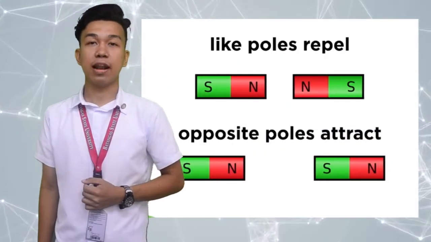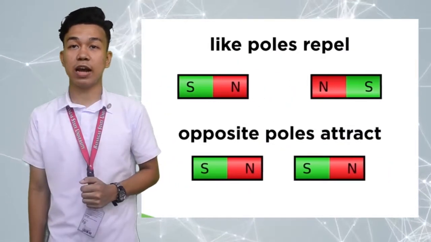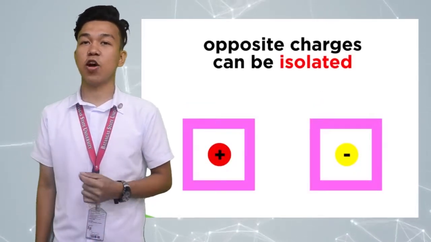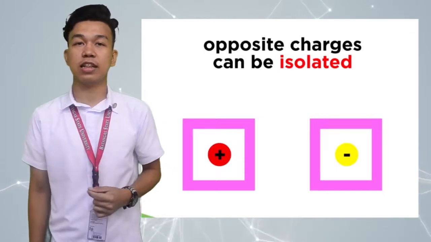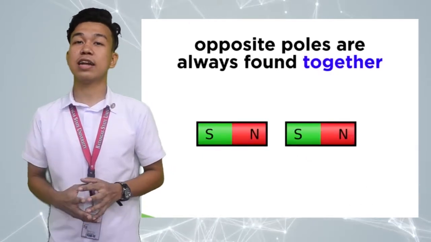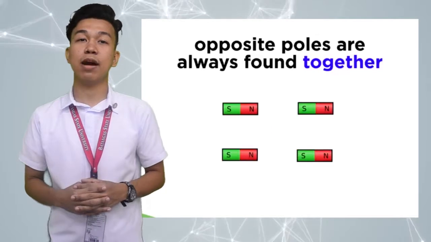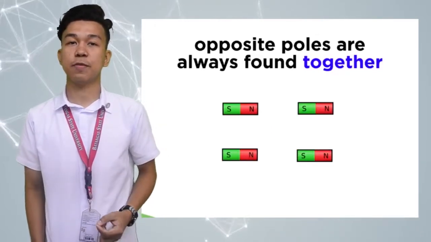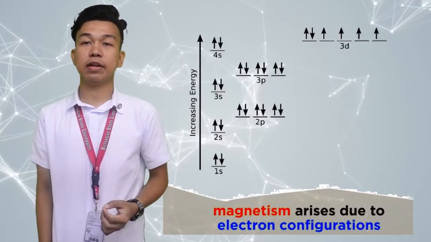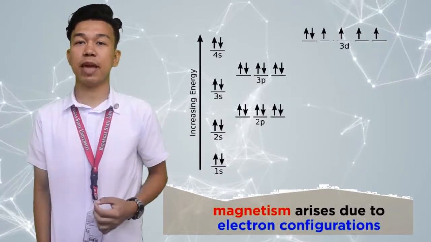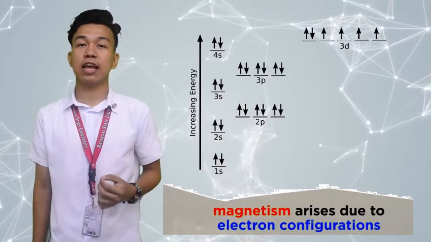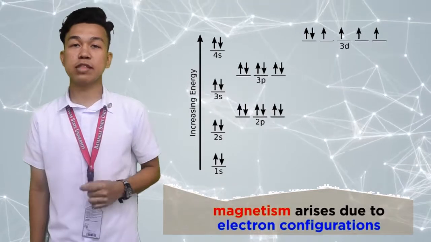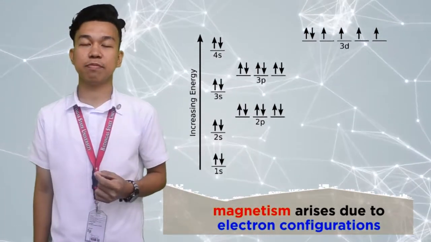Like poles repel and opposite poles attract, just like electric charges. The difference is that opposite charges can be isolated, whereas no matter how many times you cut a magnet in half, it will always contain both poles. To fully understand the properties of matter that allow for magnetic behavior, we must understand the electron configurations of the atoms in the magnet, and we must therefore learn some chemistry.